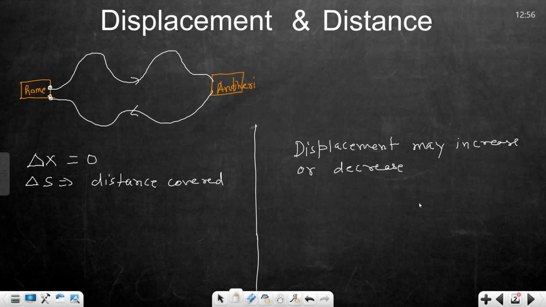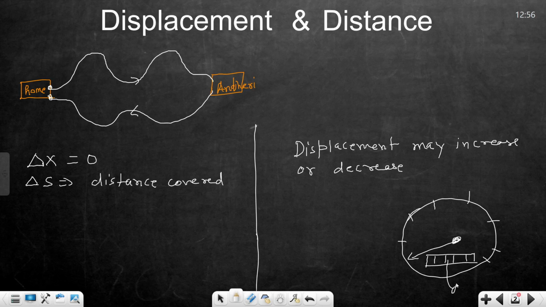If I take the manual speedometer, so one portion, the marking on it will give you the speed. This is the speed bar. The speed chart will be here. And this section will be the odometer. This gives you distance, and this is speed. So a speedometer gives you the reading of speed as well as distance, not the displacement. Clear?